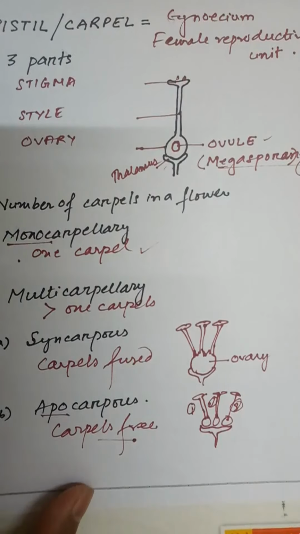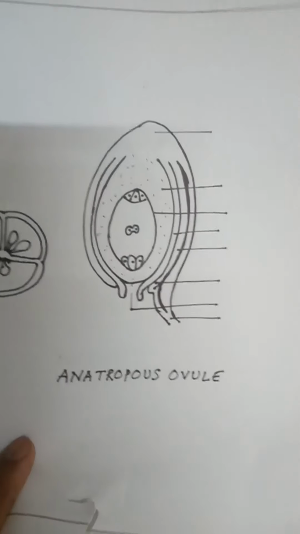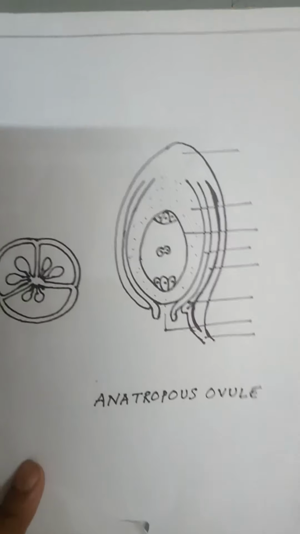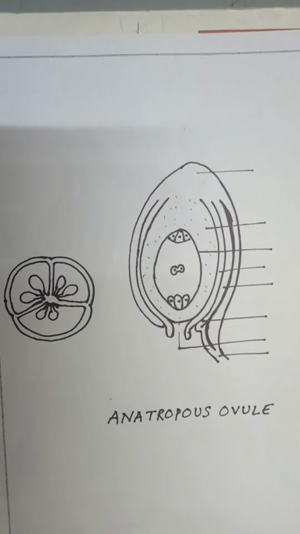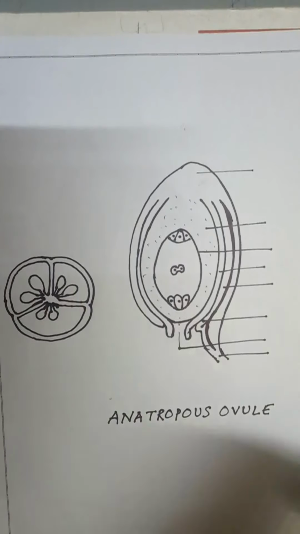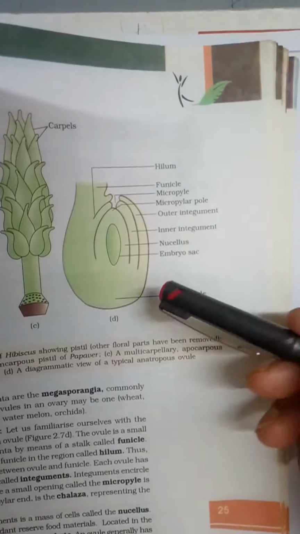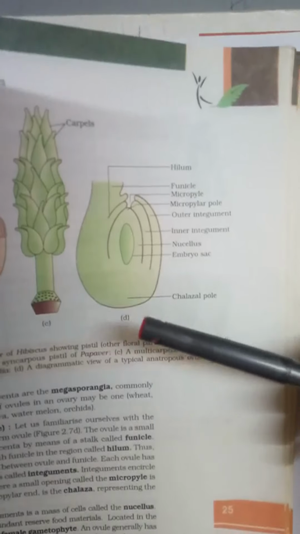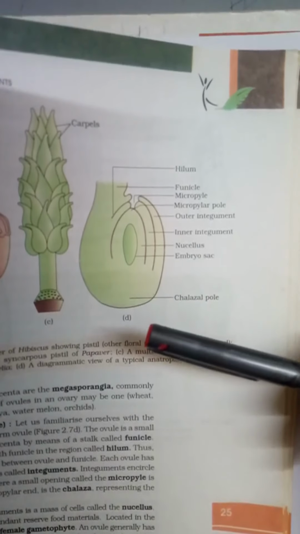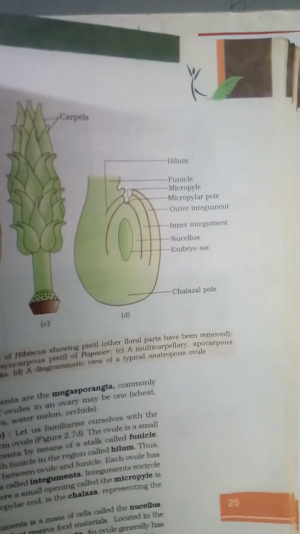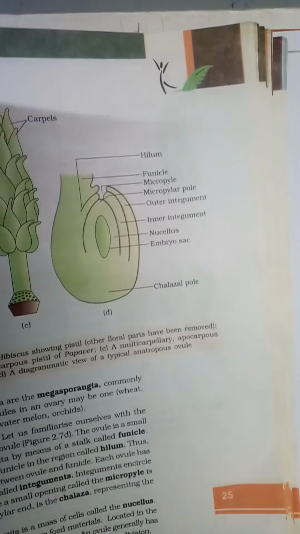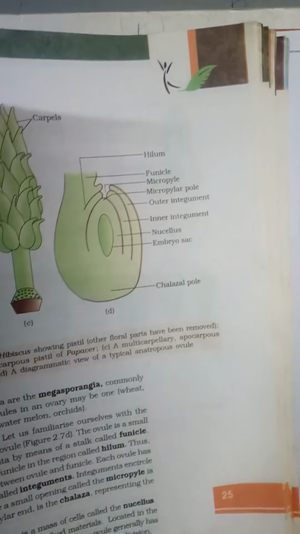Now, students, we will see the structure of an ovule. In your syllabus, the diagram which is given in your book is an example of a typical anatropous ovule. This is an anatropous ovule. However, I would like to suggest that this diagram is not correct, since in anatropous ovule, I will tell you why.